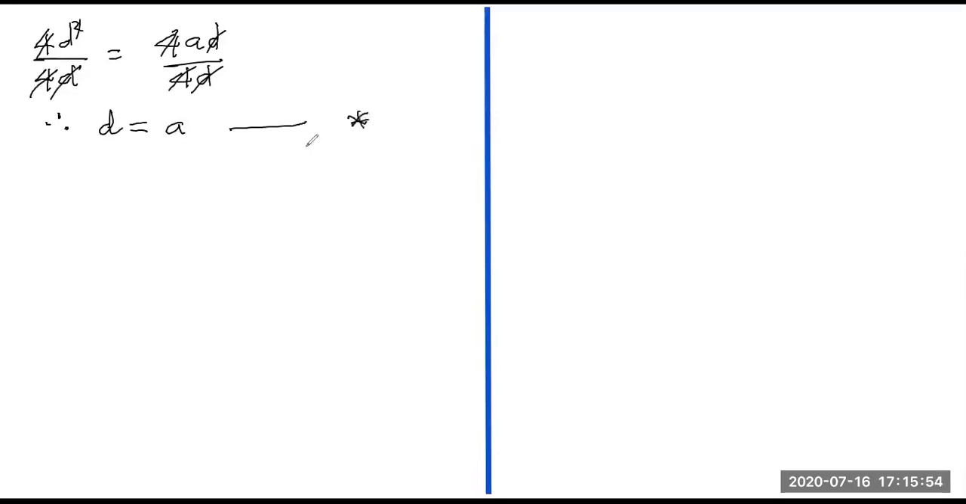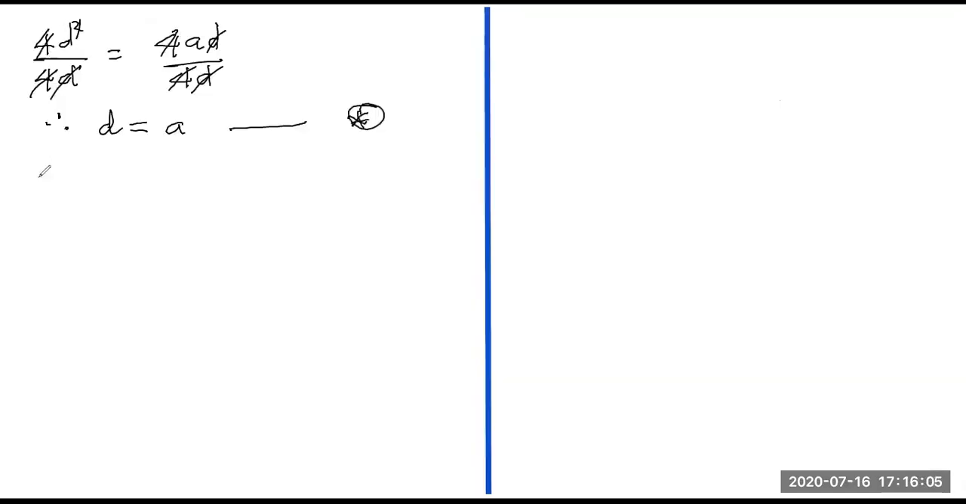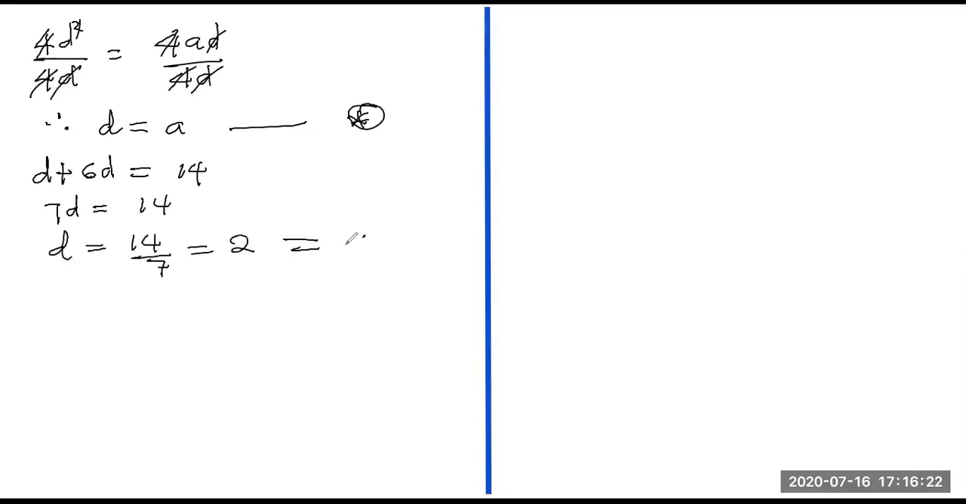So since our D is equal to A, now put this equation star into equation 4. Whenever I see A now, I'll put D. So instead of A, D plus 6D is equal to 14. 7D is equal to 14. What is our D? D is equal to 14 divided by 7, which is equal to 2. And that is also equal to A because they are equal from equation star. Is that understood?